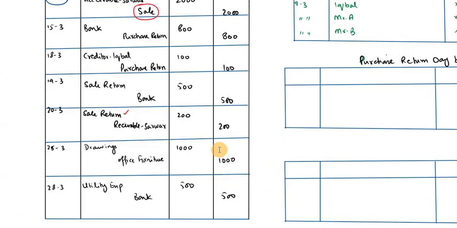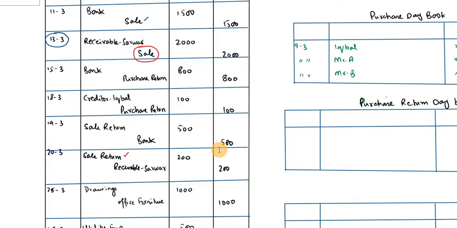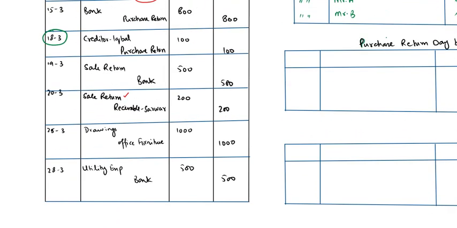We as a business bought goods from Iqbal, so Iqbal is the creditor. If we return goods to Iqbal, that we call the purchase return on credit. So the entry of purchase return will be creditor Iqbal debit, and this is the purchase return on credit. This is the purchase return entry, happening on 18th March.